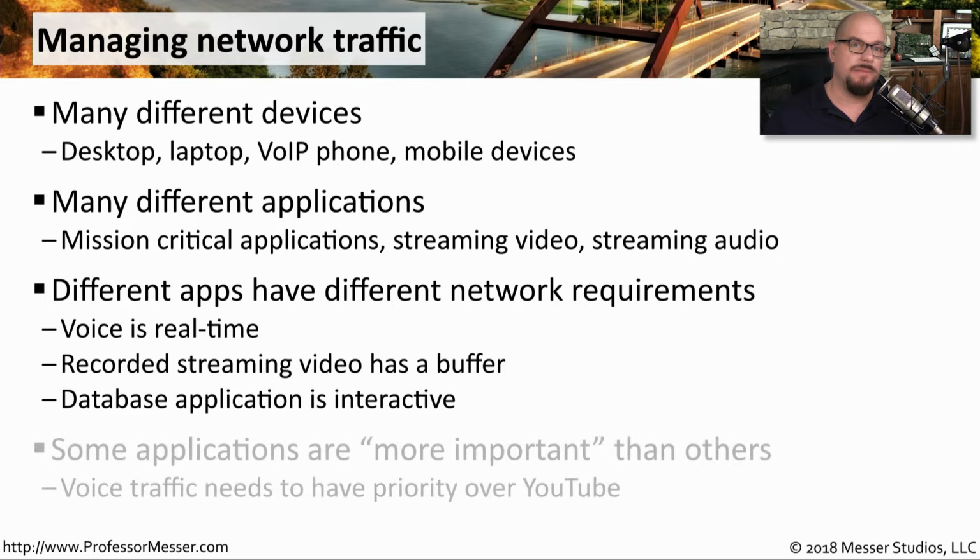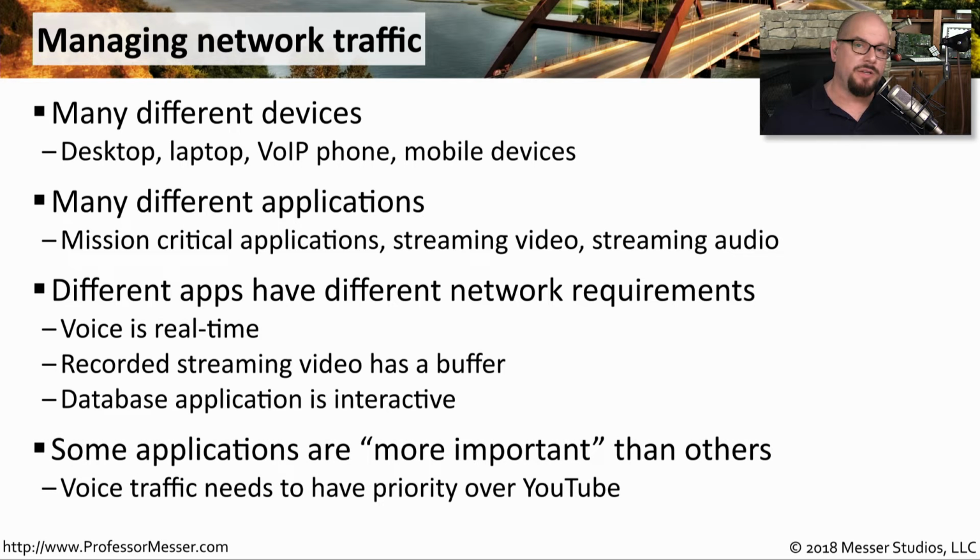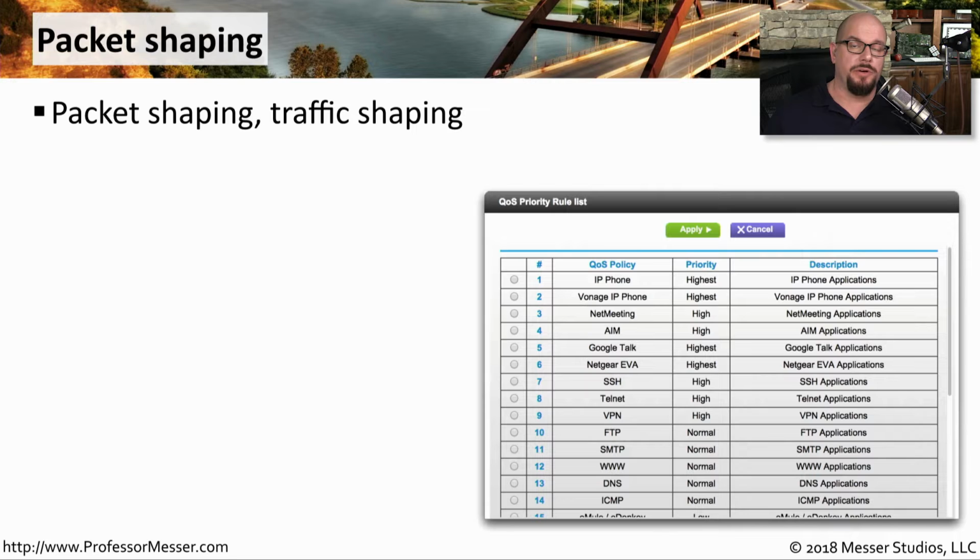amount of time. This means that you might want to prioritize the type of traffic on your network. For example, you may want to have voice over IP traffic have a priority over someone who may be watching YouTube videos or transferring files. One way to provide this prioritization is through packet shaping. You might also hear this referred to as traffic shaping.